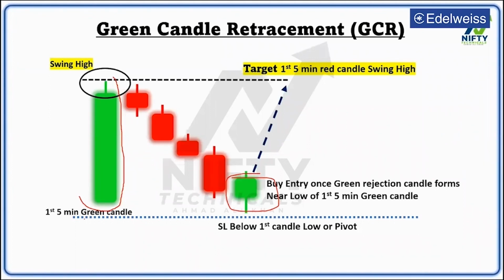And if there is a support, if there is a pivot, we can keep our stop loss below that level, and our first target will be the high of the first candle. Once this is achieved, we can trail our stop loss, and the next resistance will be our target number 2.